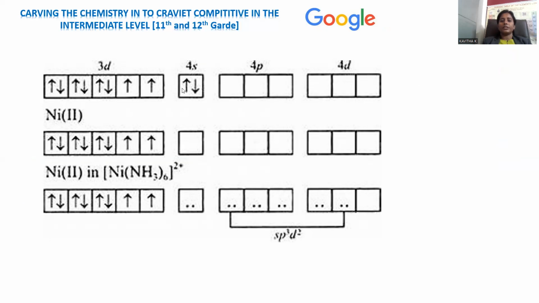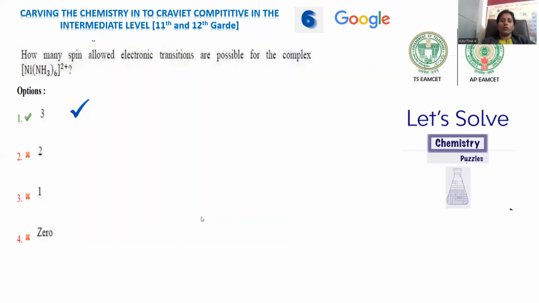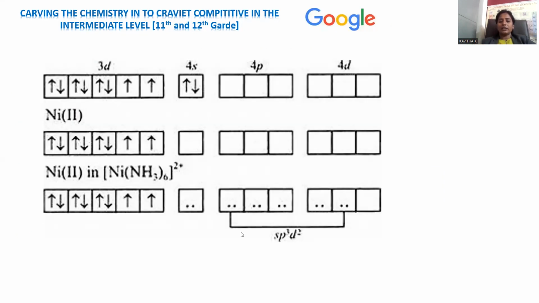Nickel is 4s2 3d8, so it will be a d8 system. If you are writing nickel 2+, the 2 s electrons can be excluded. We need to remove these 2 s electrons, and the leftover will be d8 only, right? If you count 1, 2, 3, 4, 5, 6, 7, 8, electrons will be there. So if 8 electrons are there, it should generate an octahedral complex, no?